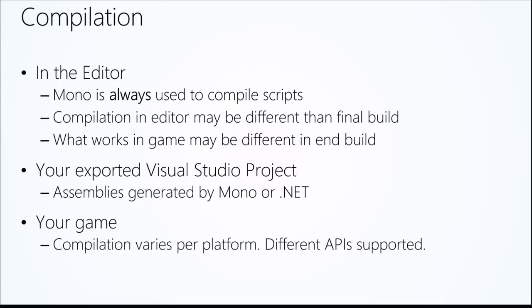Unity licensed a version of Mono, and that's what they maintain and use for the editor. If you export a Visual Studio project, like I said, for something like Windows Store, that could be generated by .NET. If you're doing a desktop build, it could be generated by Mono. So there are different ways that can be used inside of Unity. Compilation varies per platform. Yes.